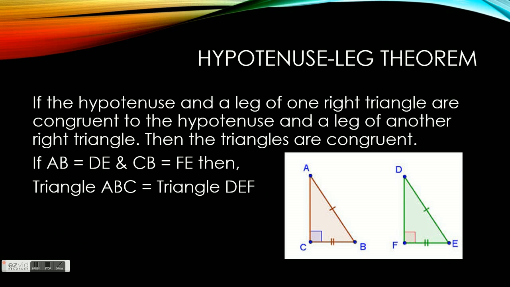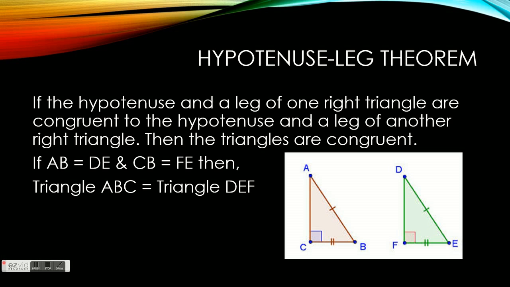So now we have the hypotenuse leg theorem. If the hypotenuse and a leg of one right triangle are congruent to the hypotenuse and leg of another right triangle, then the triangles are congruent. So if AB equals DE and CB equals FE, then triangle ABC will equal triangle DEF. And remember, these are for right triangles only.